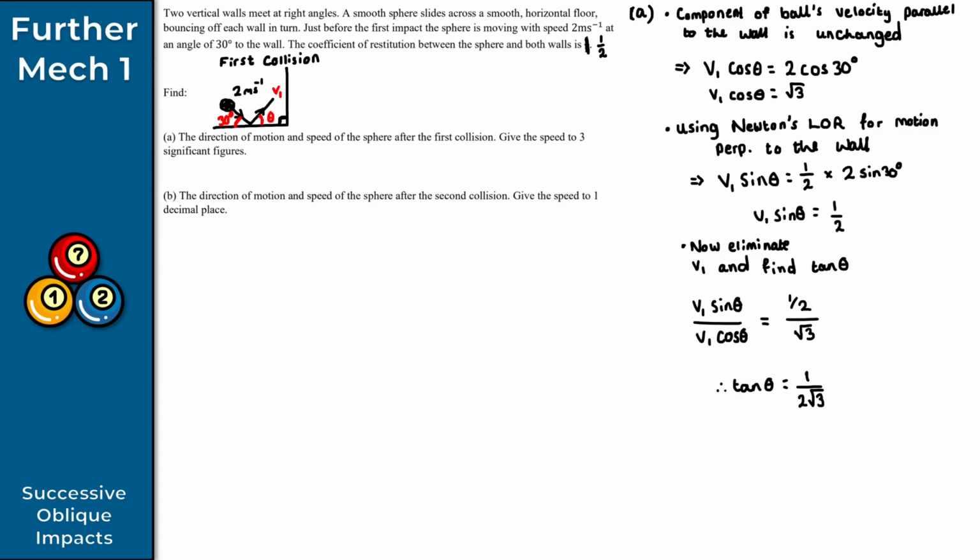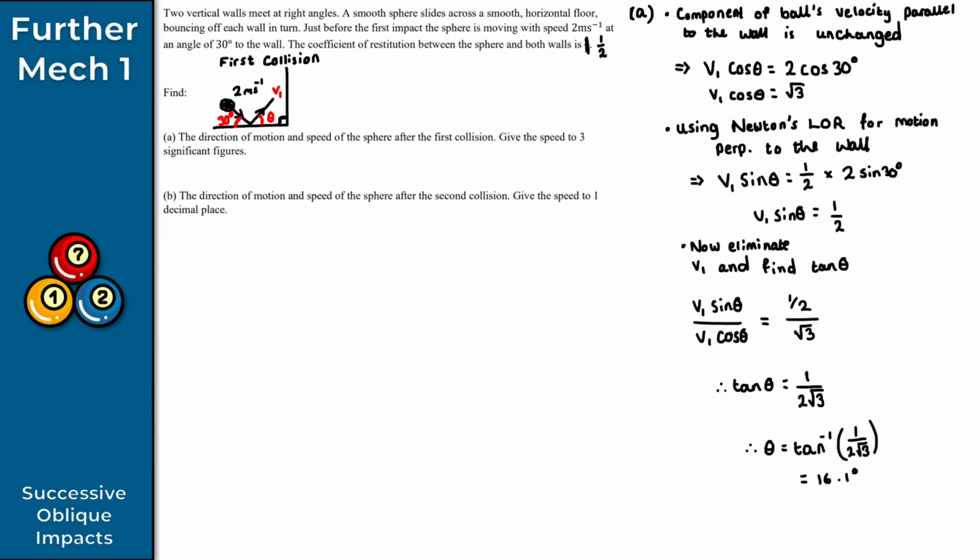If I just want theta, I take tan inverse of both sides, or arctan, whichever you prefer. Either's fine, completely up to you. So theta is equal to tan inverse of 1 all over 2 root 3. Just put this into your calculator, and if you do this correctly, to 3 significant figures I get 16.1 degrees. That is to 3 significant figures.